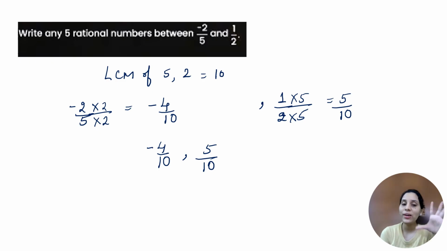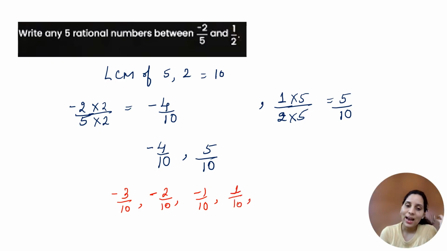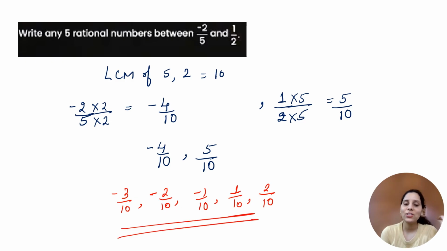And here you need to find 5 rational numbers. So between them I have so many rational numbers: minus 3 by 10, minus 2 by 10, minus 1 by 10, 0, 1 by 10, 2 by 10, 3 by 10, 4 by 10. I have 8 rational numbers. So you can pick anything. So let us write minus 3 by 10, minus 2 by 10, minus 1 by 10. Yes, 0 is also a rational number because 0 can be written as 0 by 1, 0 by 2. It can be written in p by q form. So 1 by 10 and 2 by 10. So these are 5 rational numbers.